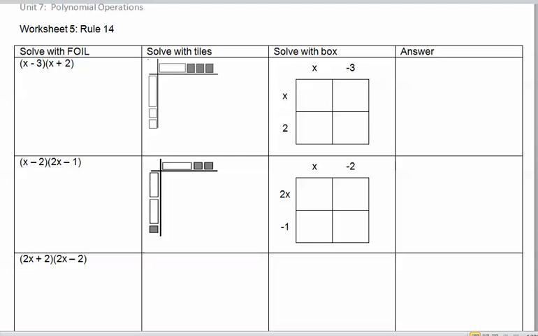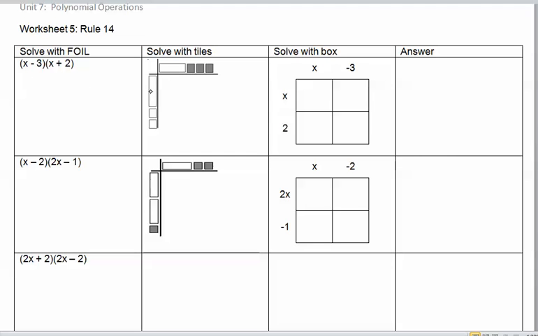In Worksheet 5, we are multiplying binomials using FOIL, which stands for first, outer, inner, and last. So we're just going to be doing these multiplications, x minus 3 times x plus 2, a couple of different ways, with tiles and with the box. So let's start with tiles, and we'll come back and do FOIL last.